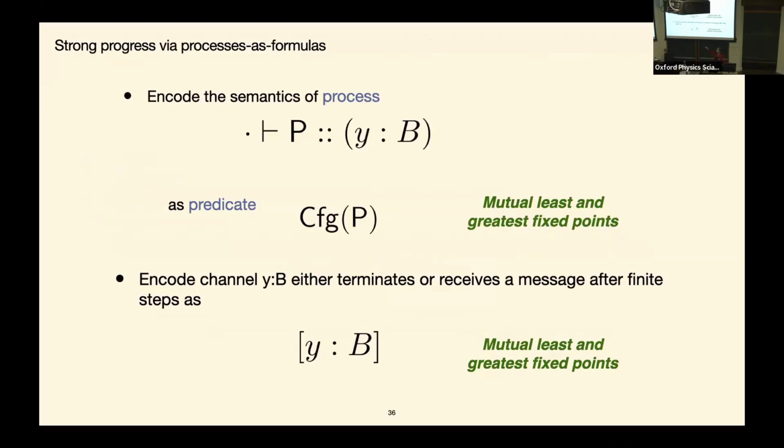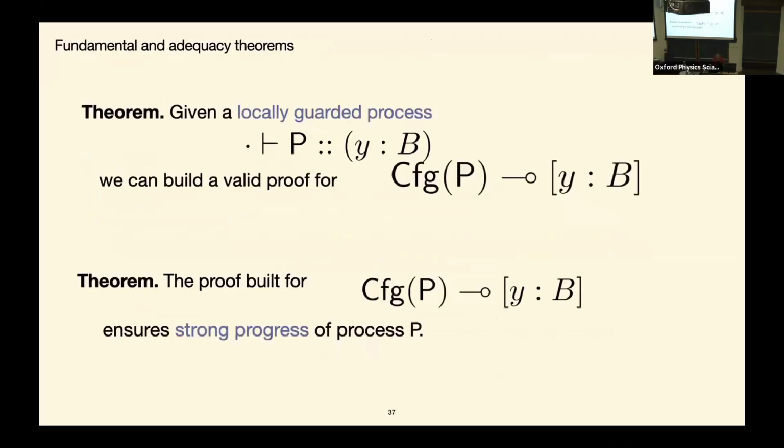We have two predicates. Configuration of P encodes the semantics of process P, and the second predicate, Y being of type P, encodes the property that Y either terminates or receives a message after finitely many steps. We define them following Miller's processes as formulas. Then we prove something similar to a fundamental adequacy theorem: if a process is locally guarded, then there is a proof for this predicate, and if there is a proof for this predicate, then we have strong progress.